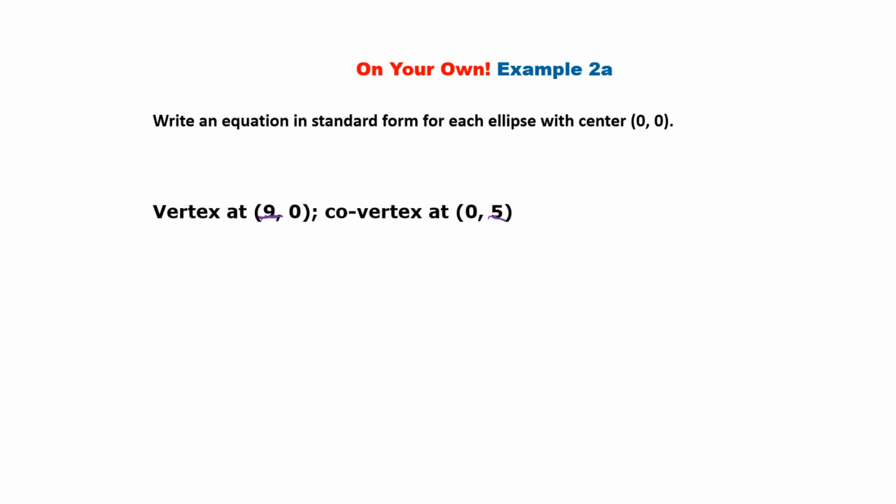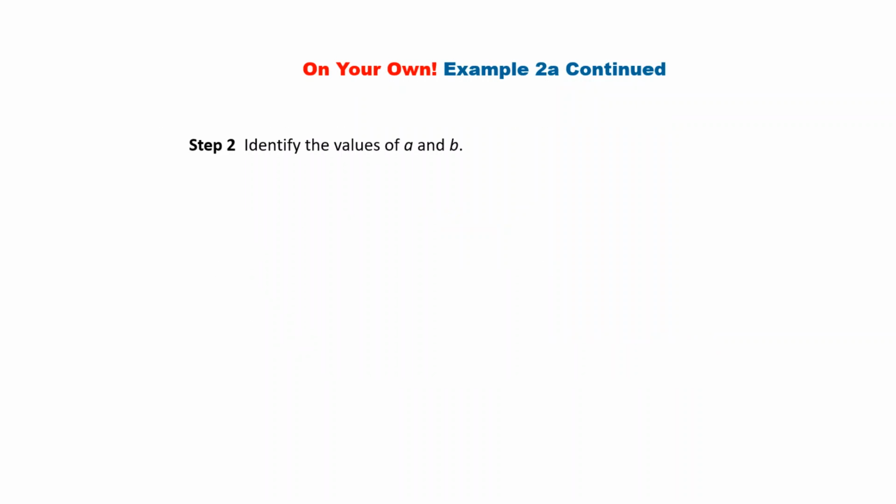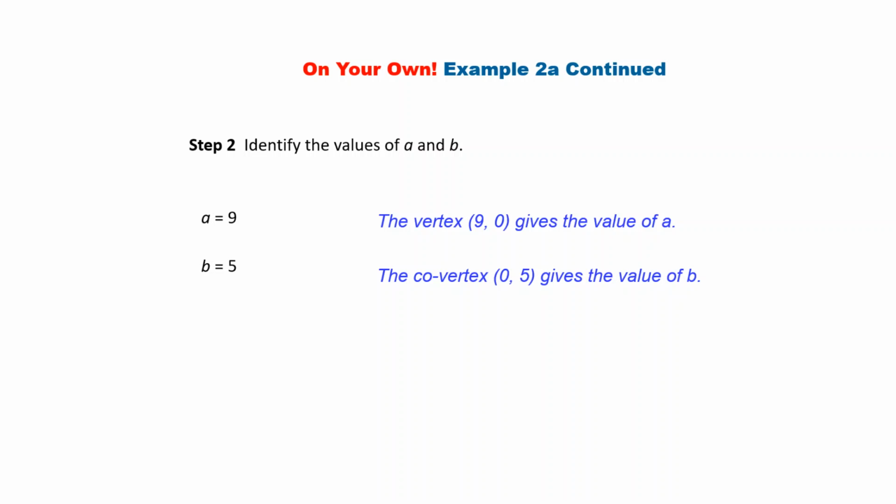So we're going to choose the appropriate equation, and since it is horizontal, our equation is going to be x squared over a squared plus y squared over b squared equals 1. Next we need to identify our a and b. The vertex is at (9, 0), so we know a is 9, and the covertex is at (0, 5), so we know b is 5.